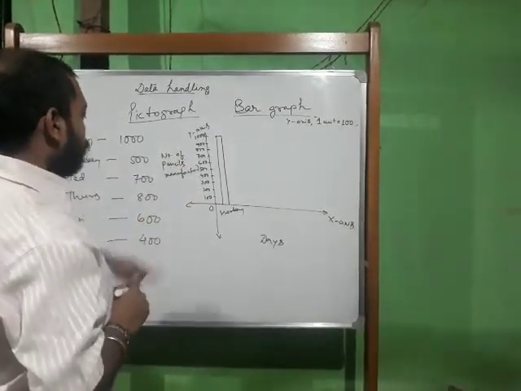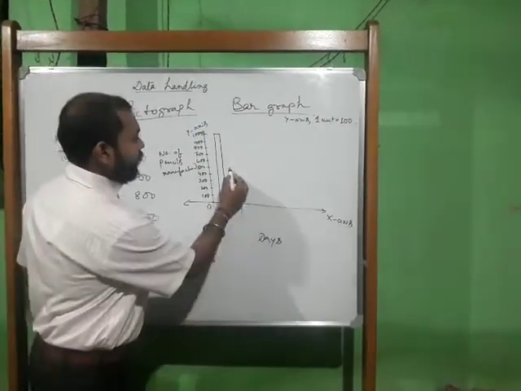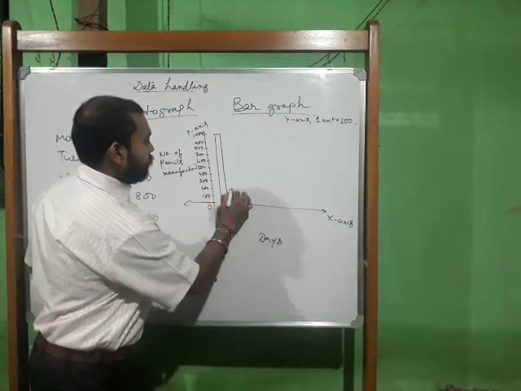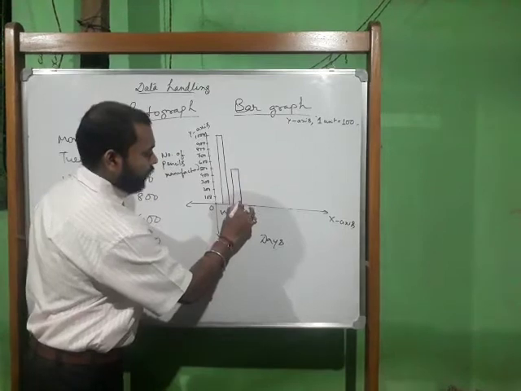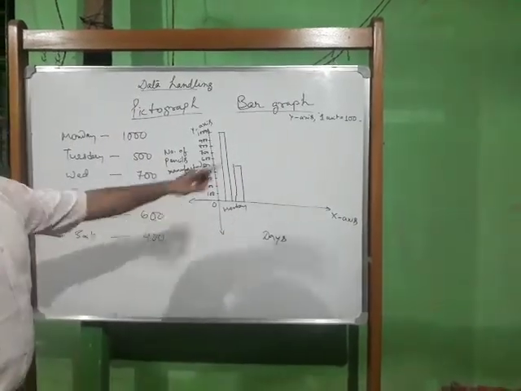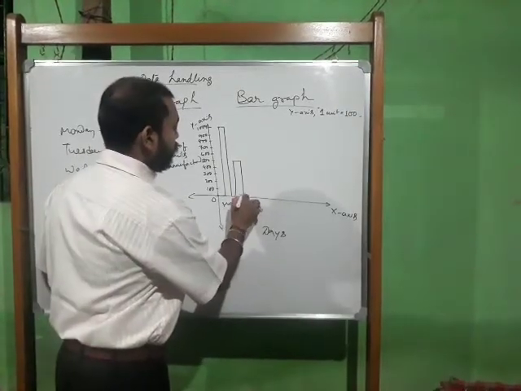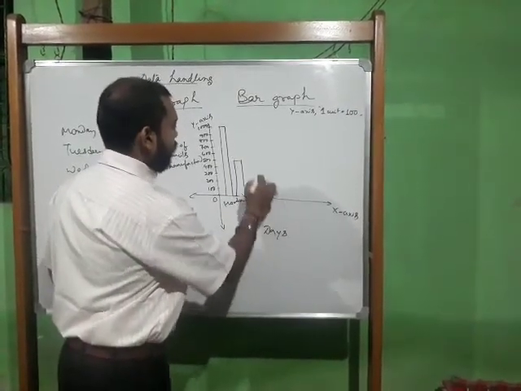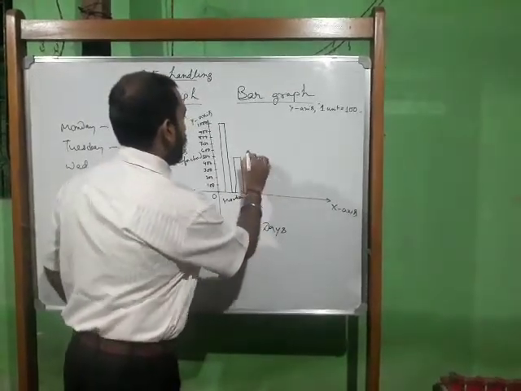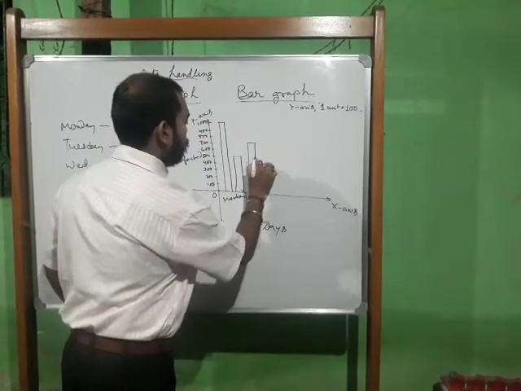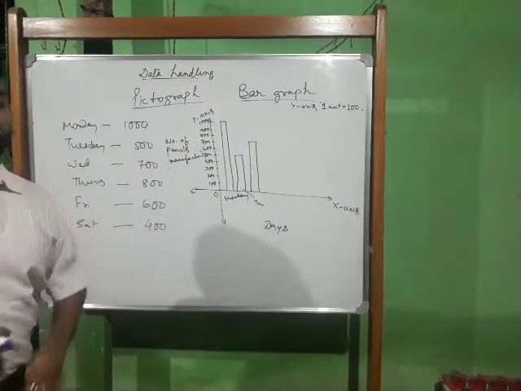Now next, Tuesday it is 500, so 500 is here. Again you draw one bar, up to 500 you draw it, then again you bring it back. In this way you have to complete this bar graph. Wednesday it is 700, so again you draw one bar up to 700. In this way you complete it. This is all about the bar graph.